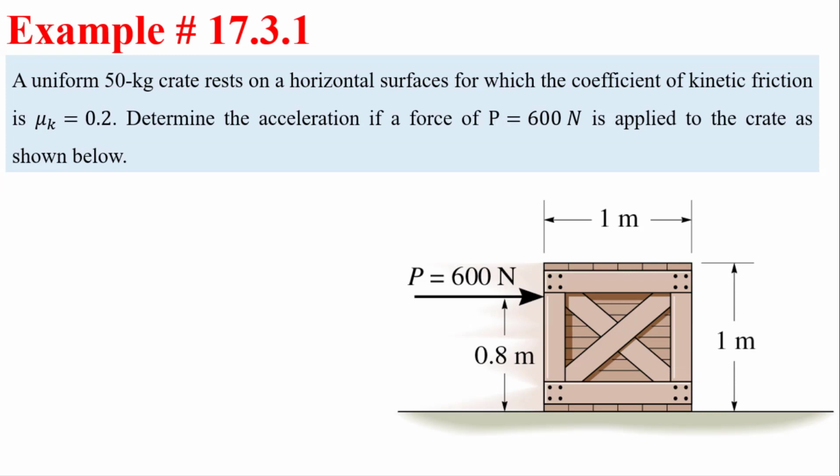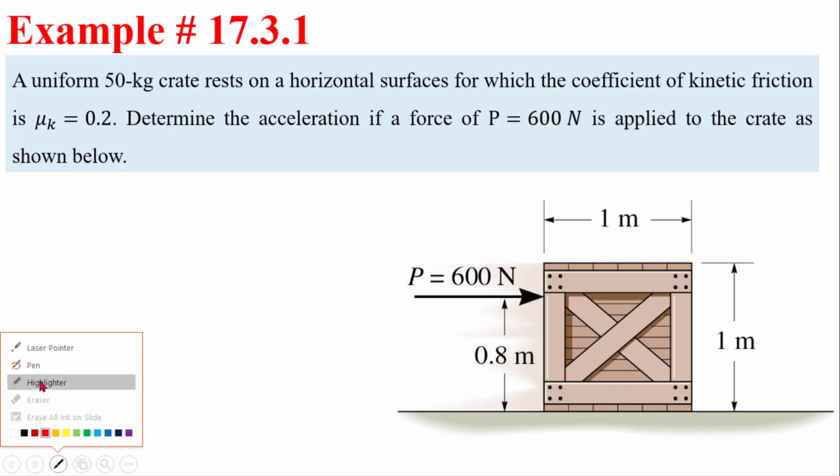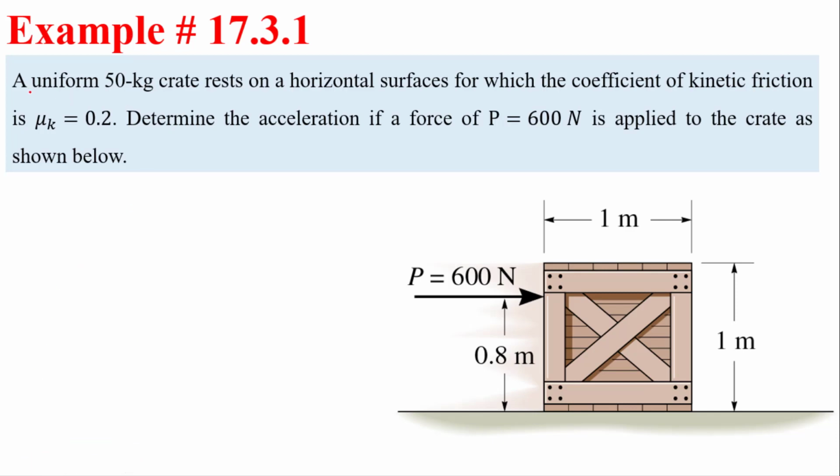يسعد صباحكم. اليوم راح نكمل section 17.2 and point 3 and we'll start with this example 17.1.3.1. So here in this example we have a uniform 50 kilogram crate. So here we have this crate or box, okay, and its weight or its mass is 50 kilogram.